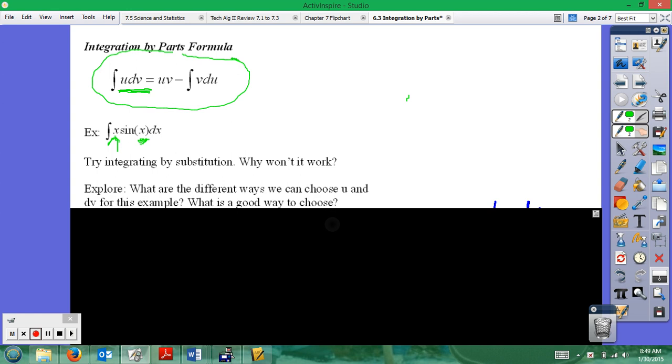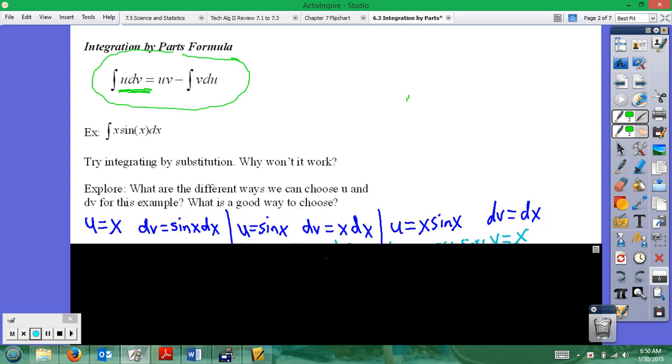Now there's different ways to choose the u and the dv. If we were going to take this x sine x, we could call the x the u and the sine x dx the dv. We could call the sine x the u. You can pick any way you want, but only one of the ways, or potentially one of the ways, will be better, or perhaps the only way to do it conveniently with the tools we have. So here are some different options of how we could set this up.